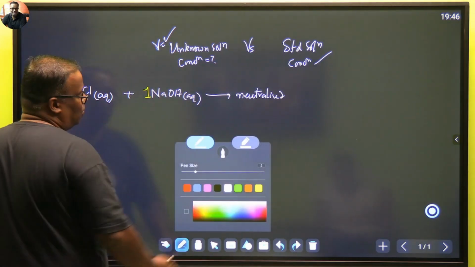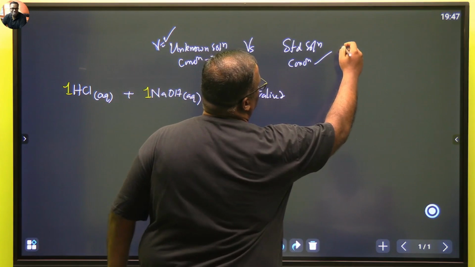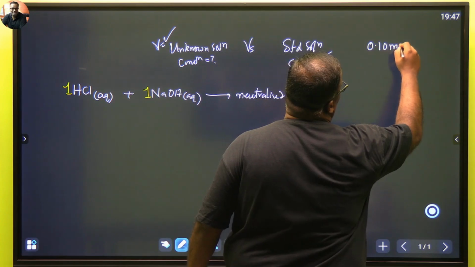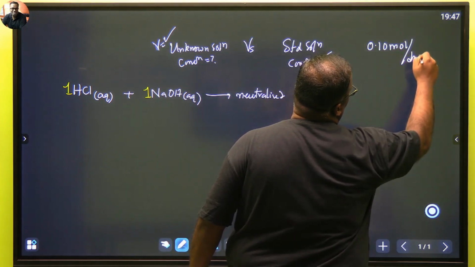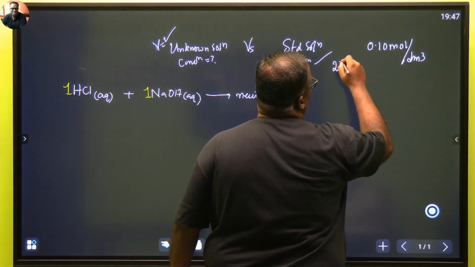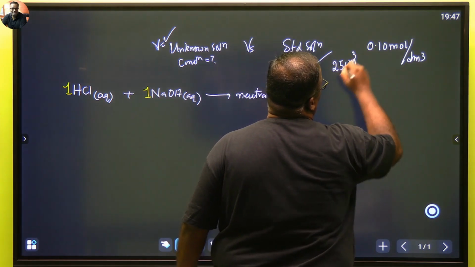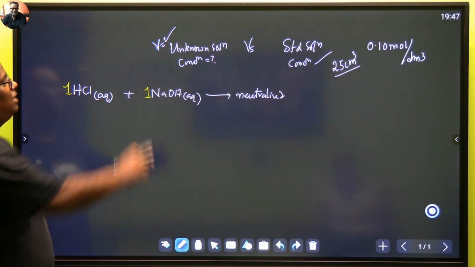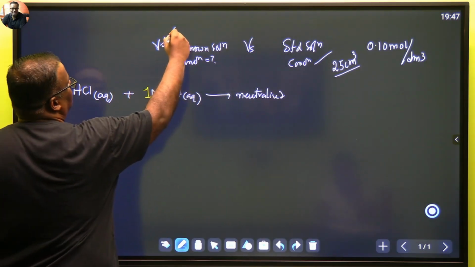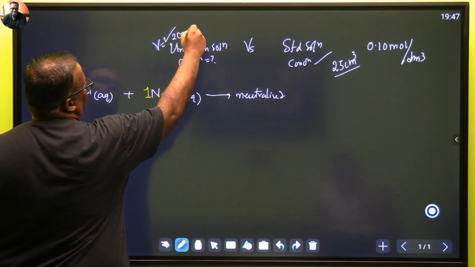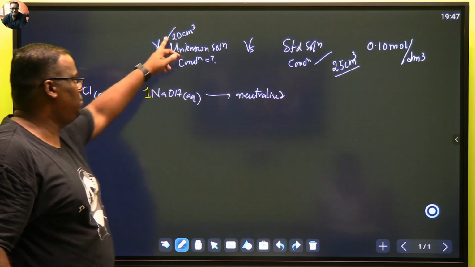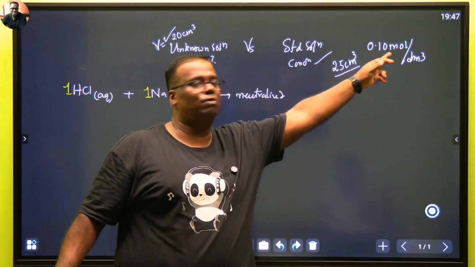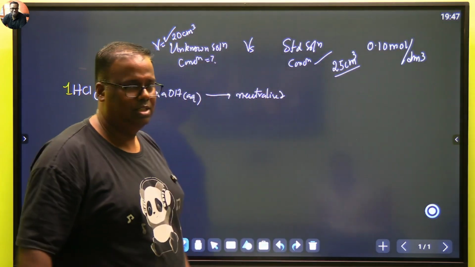They gave us the problem with this as how much? They said that the strength of this solution is 0.10 mole per dm cube, and you took 25 centimeter cube of this, right? And this one utilized was 20 centimeter cube. 20 centimeter cube of an unknown strength neutralized 25 centimeter cube of this strength, right?